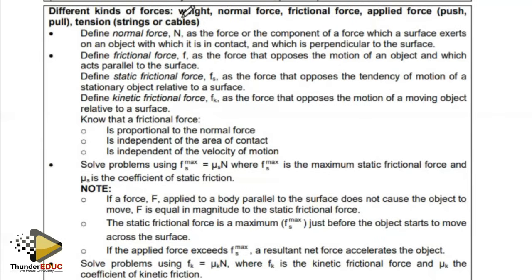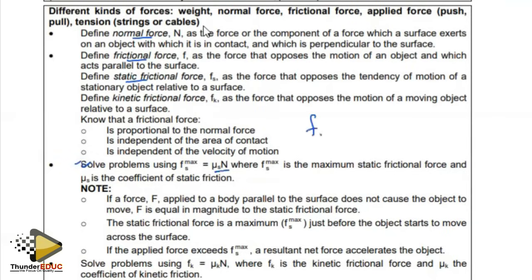Below this, we have different types of forces. An example, we have weight, normal force, frictional force, applied force, tension, and so on and so forth. We need to know how to at least define the normal force. How do we define frictional force, and then static frictional force, and the formulas, and so on? Then solving problems that deal with friction.